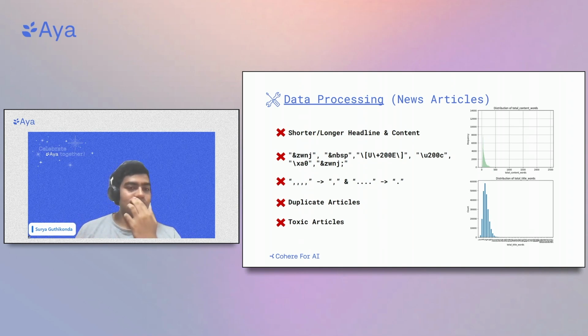We used a regular expression and replaced them with the normal punctuation characters. Then we deleted the duplicate articles. We used the similarity between the articles, and the articles that were more similar, we just removed. And for the toxic articles, we do know that some of the words are toxic and biased, so if we found those words in the articles, we just removed those articles. Next slide.